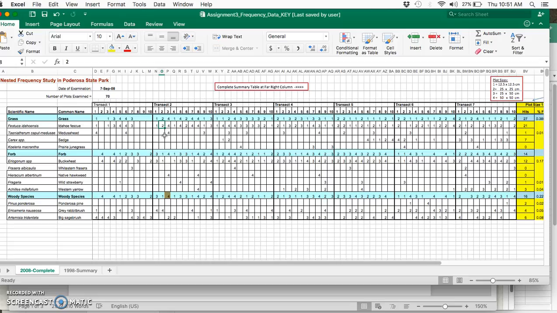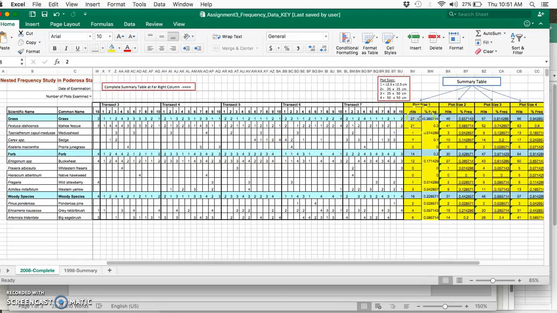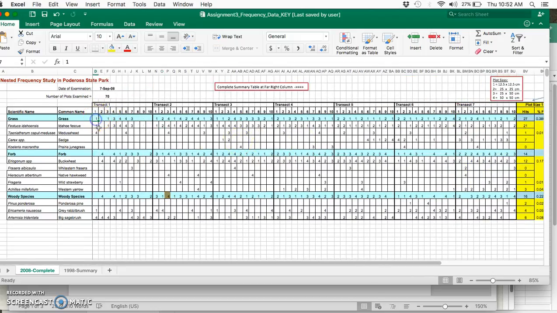But it's not present in plot size 1, because when we were doing this, we're writing down the smallest plot size that we see it in. So let's go to transect 1, and if we're trying to figure out the frequency of grasses in the different plot sizes, in transect 1, plot 1, a grass was present, so we're going to put a 1 there. A grass was present in plot size 1. In plot 2, no grasses were present in transect 1. Plot 3, a grass was present in plot size 1.